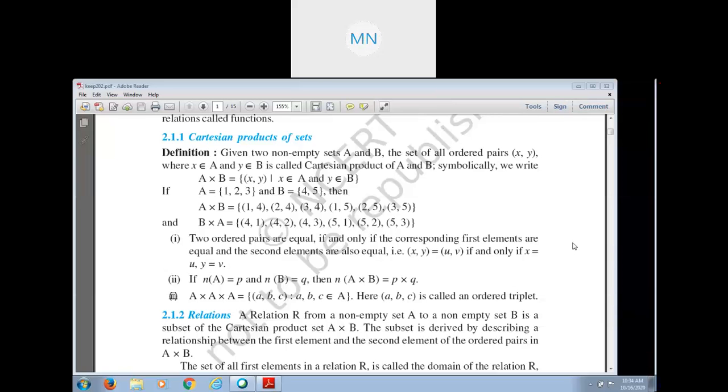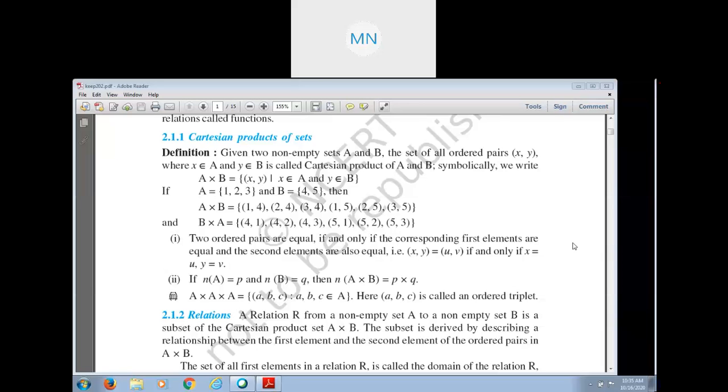Two non-empty sets which are A and B. Then if we collect all the ordered pairs of A and B, this collection gives us the Cartesian product of A and B. So we can say that Cartesian product is also a set. Suppose we multiply two numbers, 4 into 3, we get 12. 12 is a number. If we multiply two numbers, we get another number.